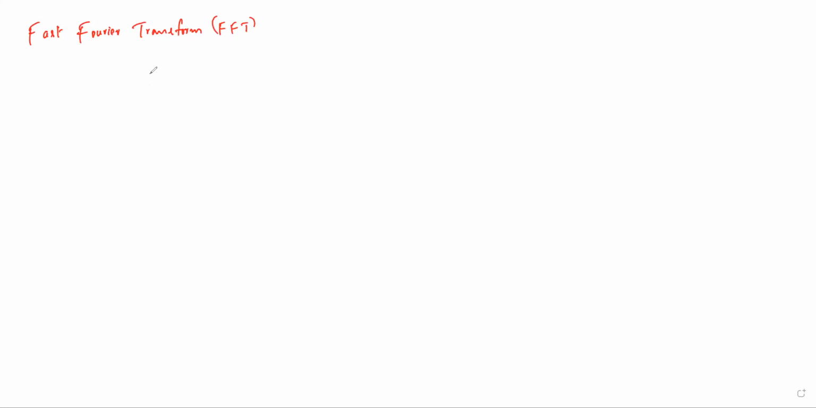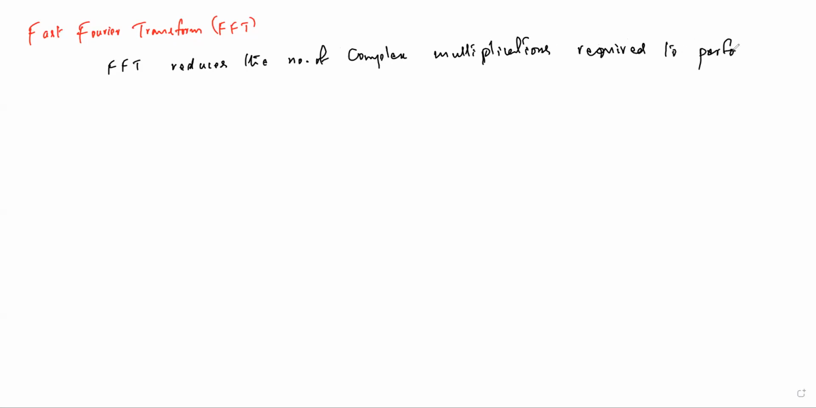Actually, the fast Fourier transform reduces the number of complex multiplications required to perform the DFT from N square to N by 2 log N by 2.